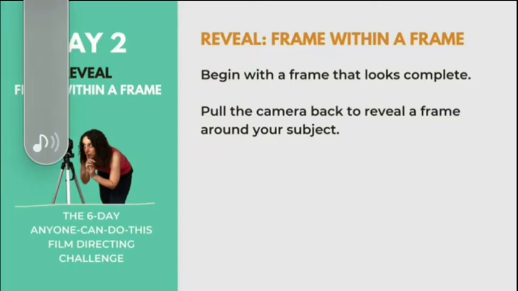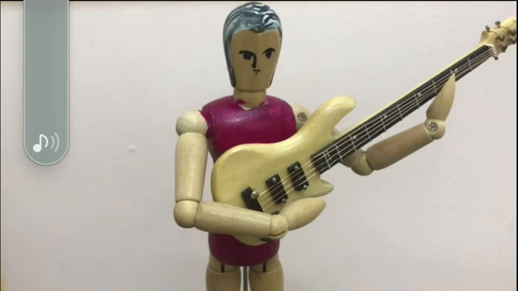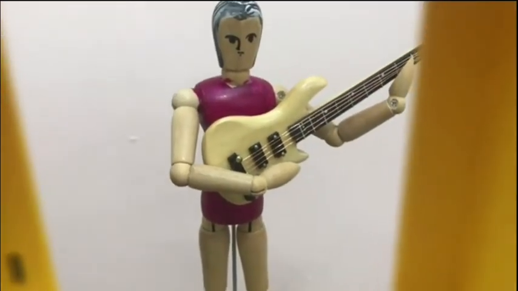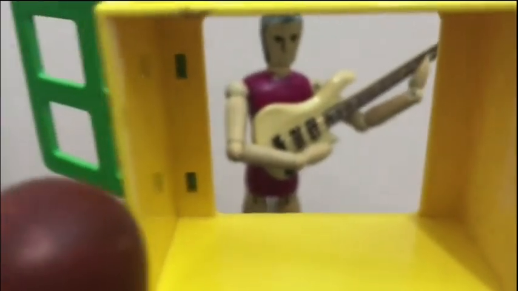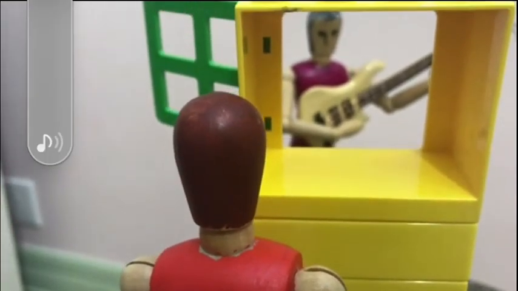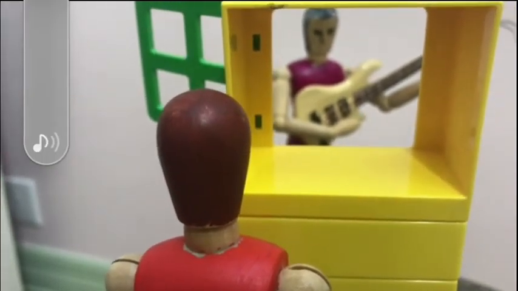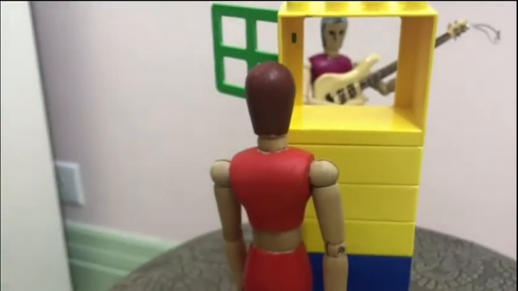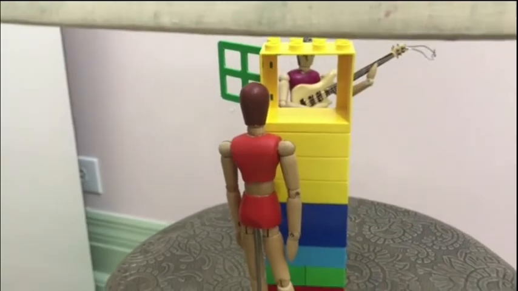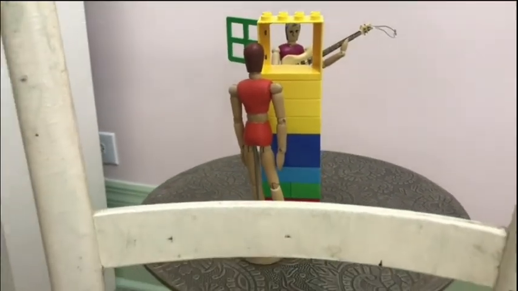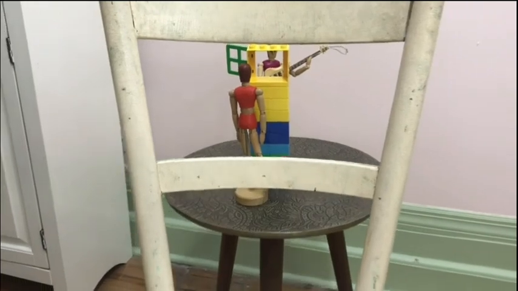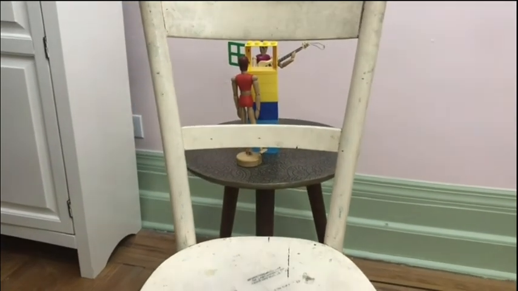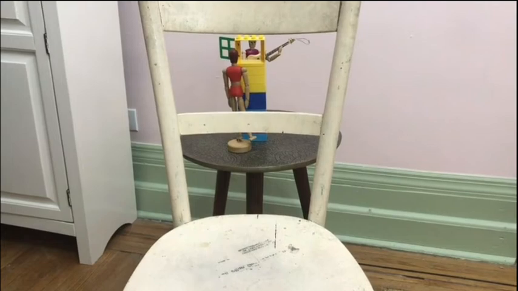So here's my attempt at this assignment, our good old bass player. And then I pull back and reveal that he's actually behind the window. And what is this? The subject of the frame is actually the person looking at the bass player behind the window. Now I decided to show off, and I pulled the camera even further back and revealed a second frame within a frame, looking at this whole thing through the back of a chair. You don't need to do this second frame, I was just having fun.